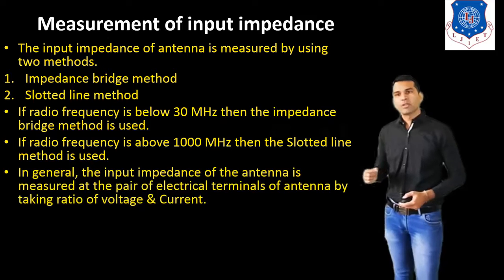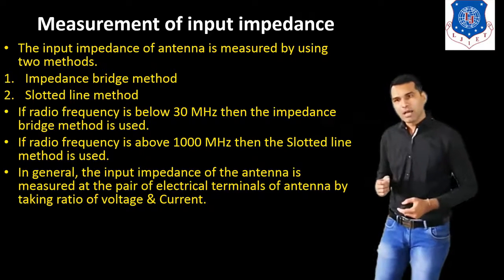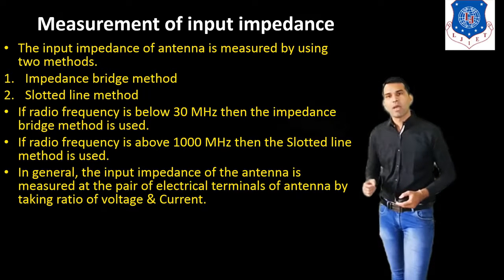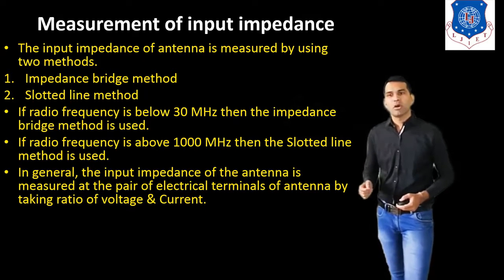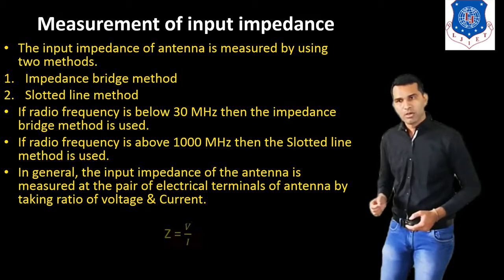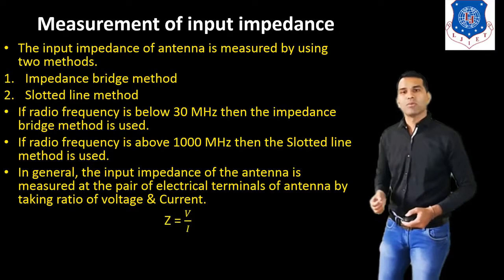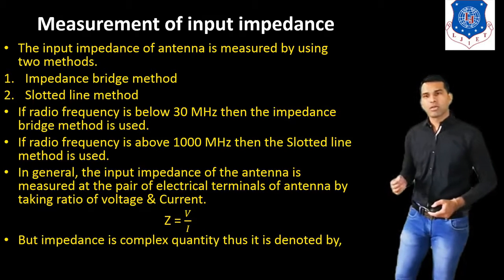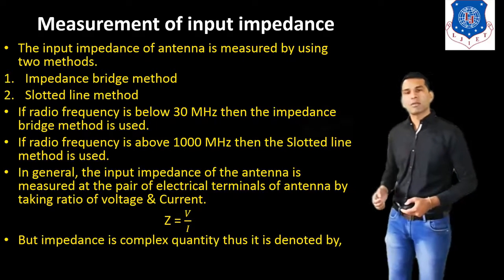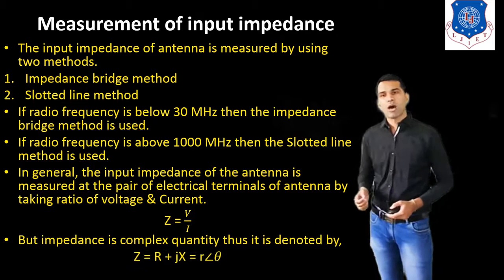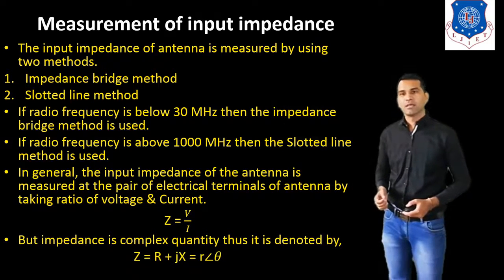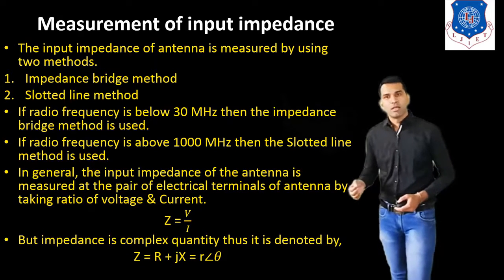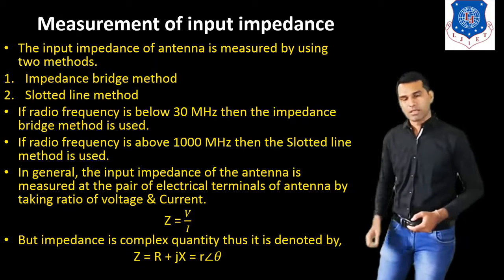In general, the input impedance of the antenna is measured at the pair of electric terminals of the antenna by taking the ratio of voltage and current. We know that Z is nothing but V by I. But the impedance is a complex quantity, thus it is denoted by Z equals R plus jX, or we can also represent it in the angle form like R angle theta.